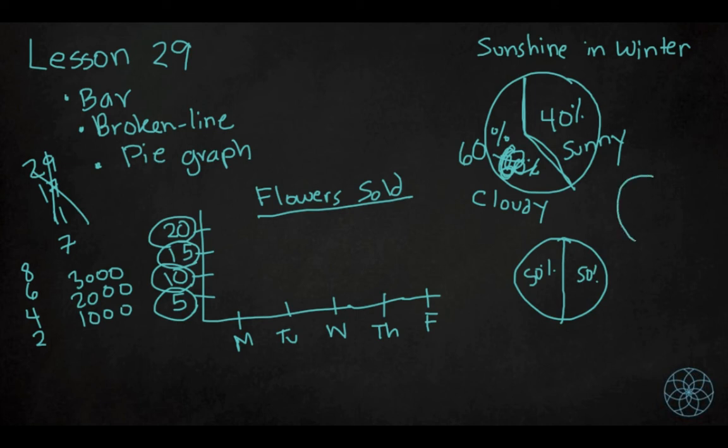If it was, say, 25% of the time, you would do a fourth of the pie. If it was a third of the time, then you would make a third. So that's how you would draw things on a pie chart. And that's how you would read a pie chart as well.